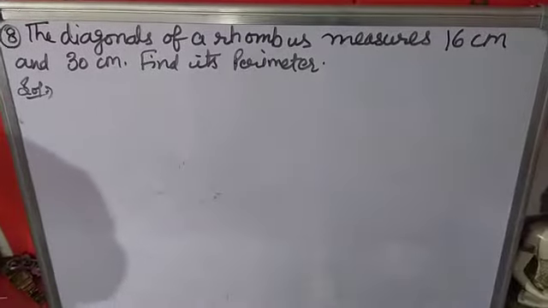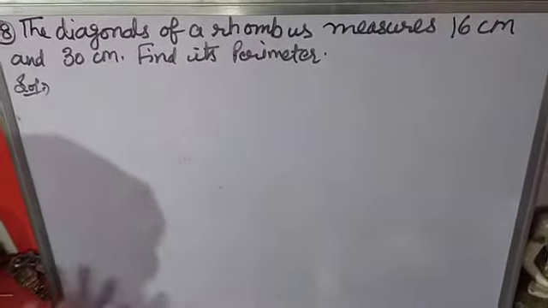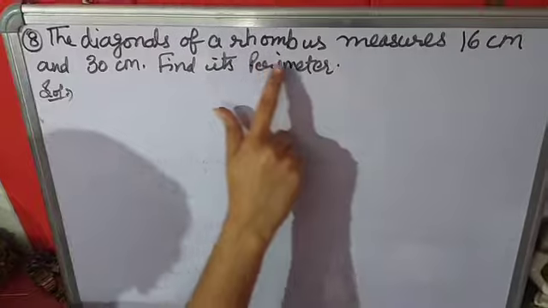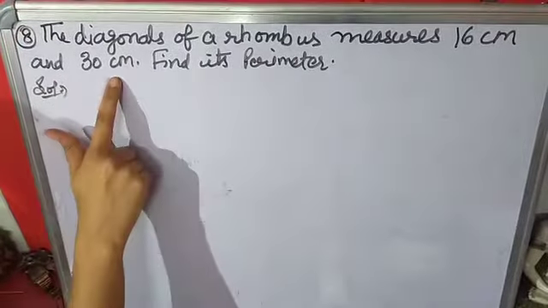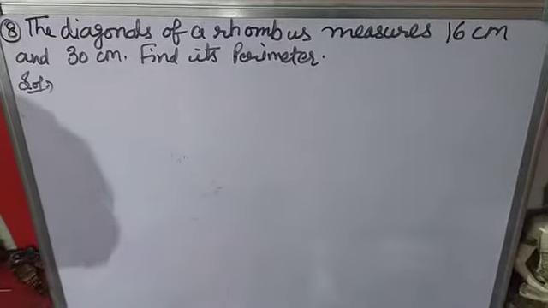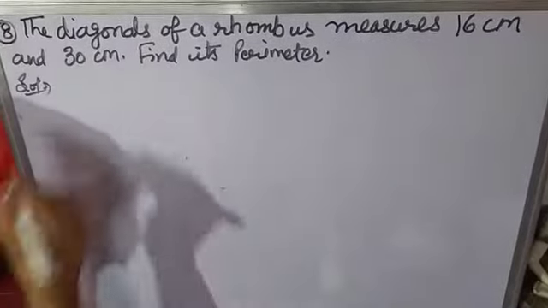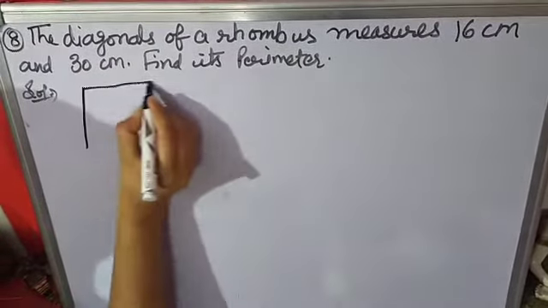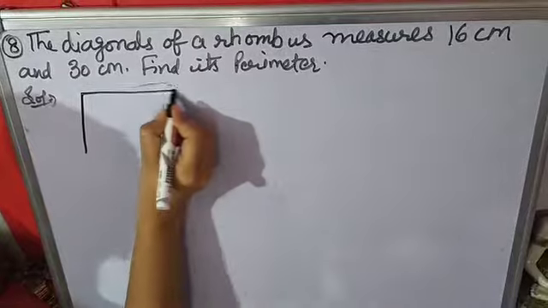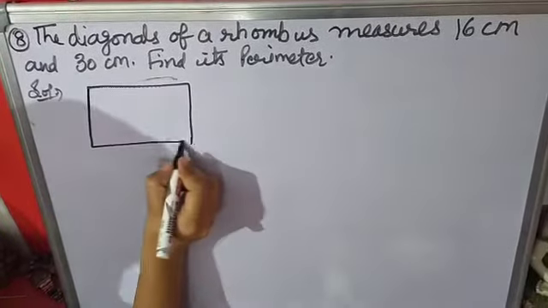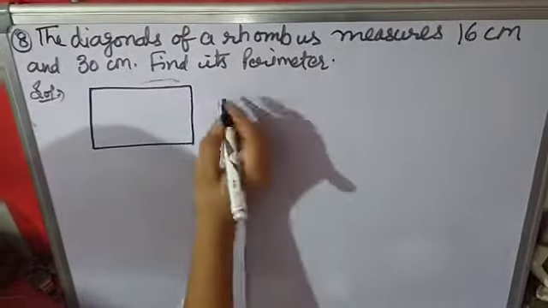Now 8th question. This is last question of this exercise of this chapter. The diagonals of a rhombus measure 16 centimeter and 13 centimeter. Find its perimeter. Now rhombus is given. I am making here rhombus. You know in rhombus all sides are equal. And what is the perimeter of rhombus?